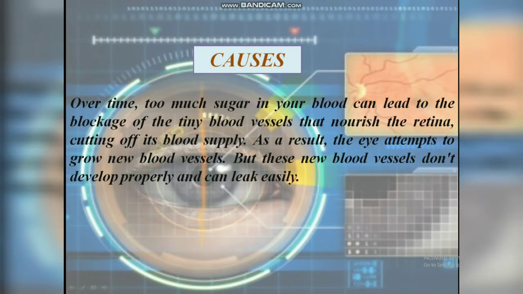Causes. Too much sugar in the blood can lead to the blockage of the tiny blood vessels that nourish the retina, cutting off its blood supply. As a result, the eye attempts to grow new blood vessels, but these new blood vessels cannot develop properly and can leak easily.